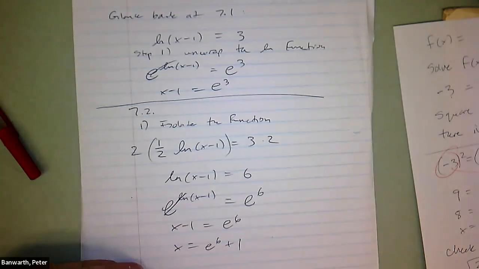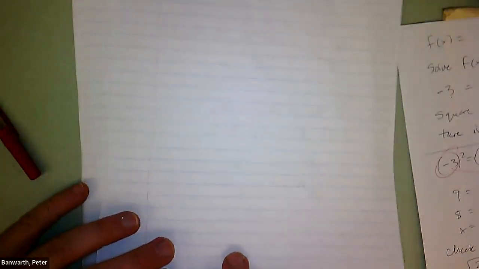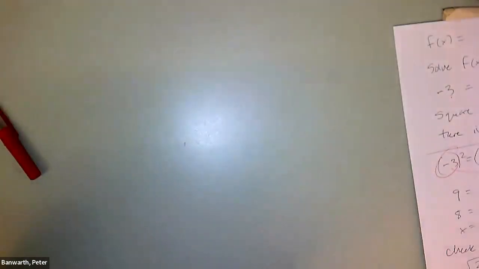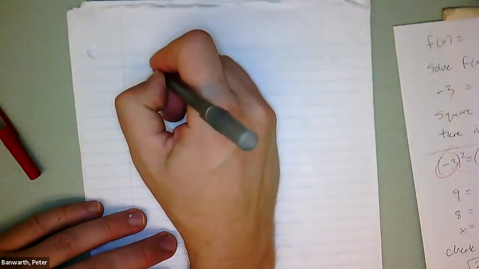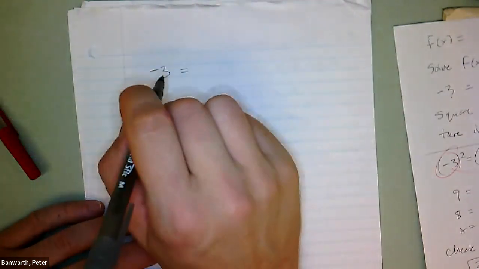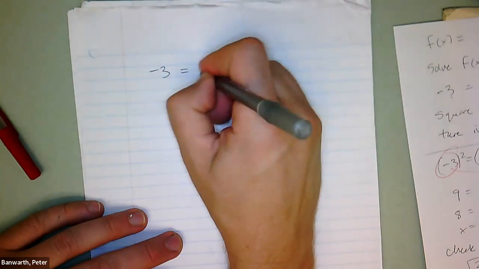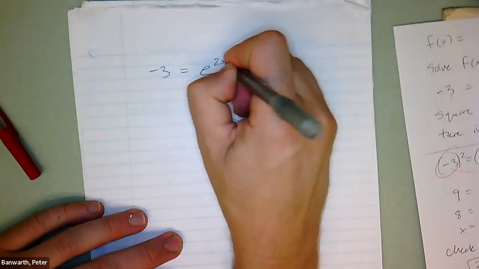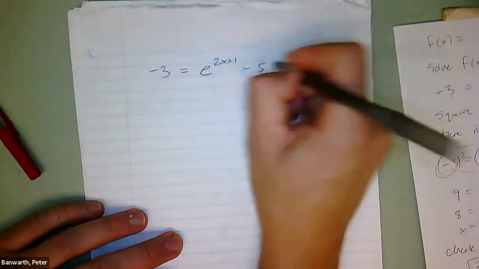All right. Let's see, are there more examples? Let's just do some more examples. So -3 equals e to the 2x plus 1 minus 5.